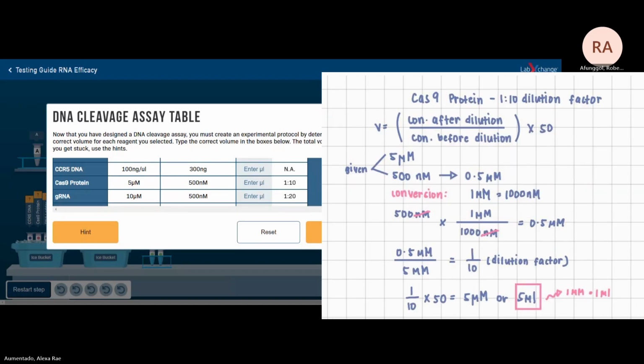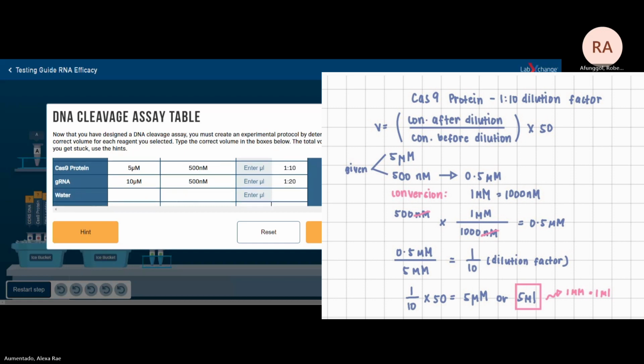So for the Cas9 protein, we have another method if we don't know the dilution factor. So we have the given of 5 micromolar and 500 nanomolar. So first, we must convert the 500 nanomolar to micromolar, in which 1 micromolar is equals to 1,000 nanomolar. So 500 nanomolar times 1 micromolar over 1,000 nanomolar, we cancel the nanomolar in 500 and 1,000.